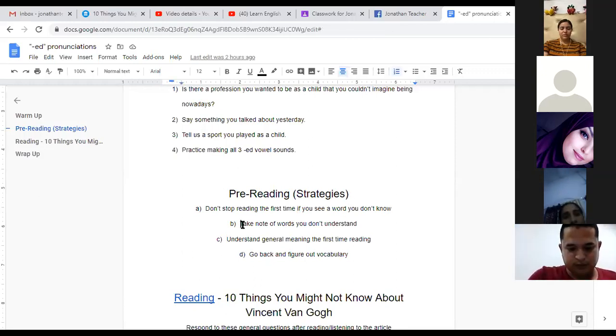Take note of words you don't understand. You can circle the word or highlight it. The first time you read, you just want to understand the general meaning.